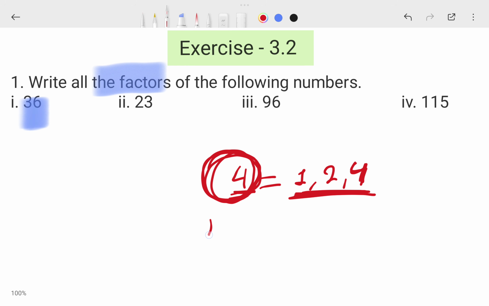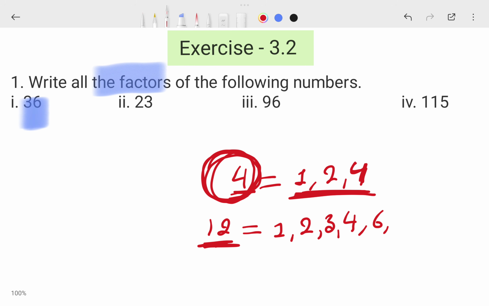Let's take another example. This is 12. I'm telling you to write the factors of 12. So how will you write the factors of 12? Simply the numbers which divide 12 are the factors. Let's count with 1. Will 1 divide 12? Yes. 2 will also divide 12, yes. 3 will also divide 12, that's correct. 4 also divides 12, yes. Will 5 divide 12? No, it will not. Will 6 divide 12? Yes.